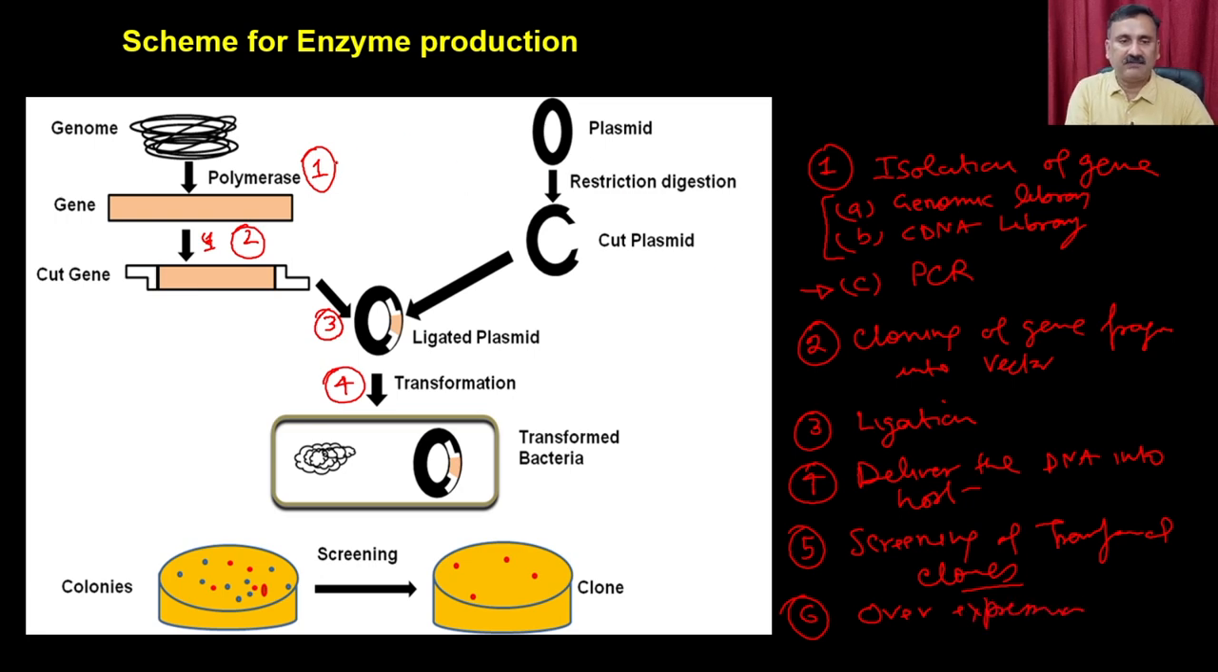So far, we have discussed step 1, step 2, step 3 and step 4. In the subsequent lecture, we are going to discuss steps 5 and 6, where we first discuss how you can screen the transformed clones, or the clones where the DNA has been delivered. Lastly, we are going to discuss the different methods to induce protein production. So with this, I would like to conclude my lecture here. In our subsequent lecture, we are going to discuss the screening of the clones as well as the overexpression. Thank you.